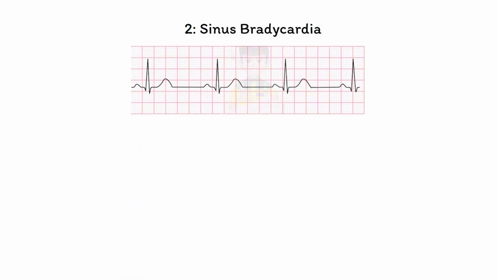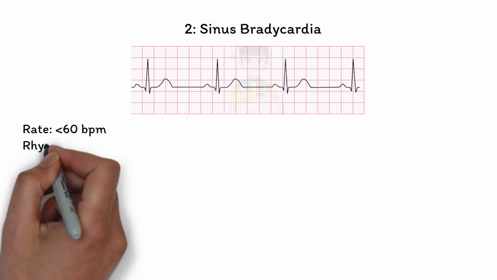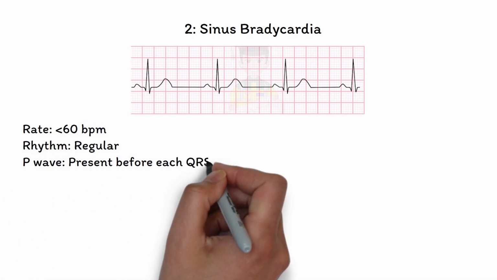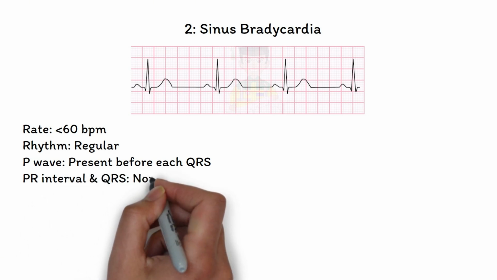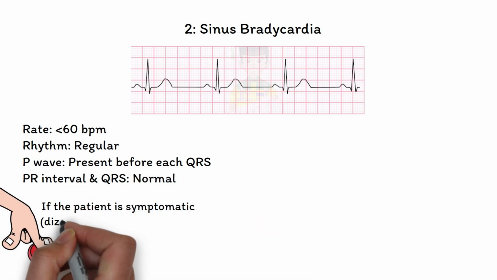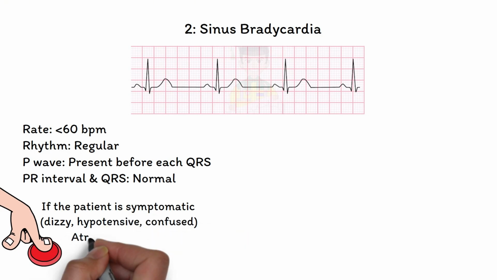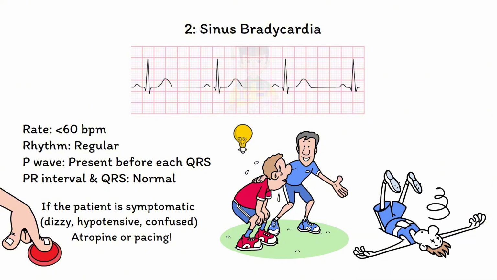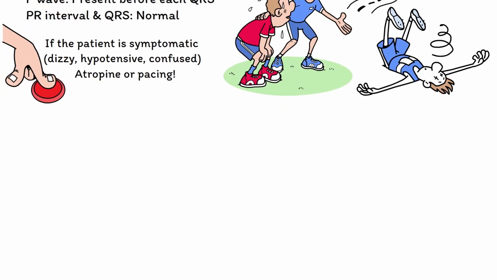2. Sinus bradycardia: rate less than 60 BPM, rhythm regular, P wave present before each QRS, PR interval and QRS normal. When to worry? If the patient is symptomatic, dizzy, hypotensive, confused, they may need atropine or pacing. NCLEX tip: bradycardia is common in athletes but dangerous in shock or heart block.